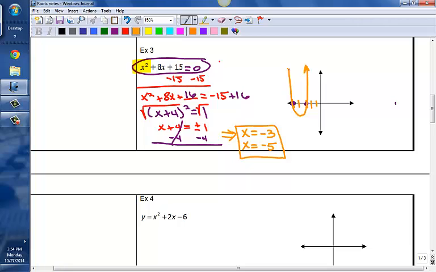We don't know how skinny, we don't know how wide, we don't know how far down the vertex is, but it doesn't matter yet. We'll get to that in the future. So there's your solutions.